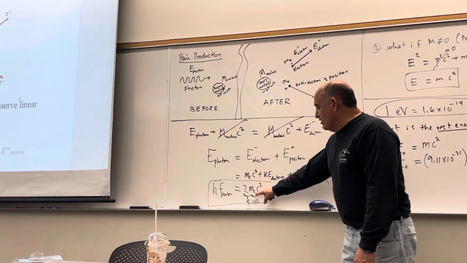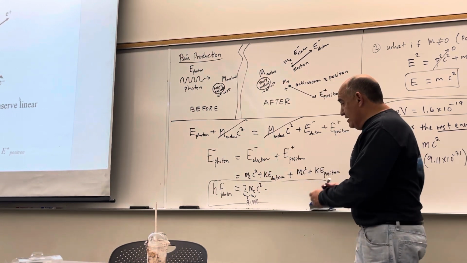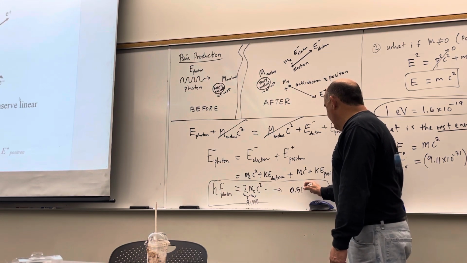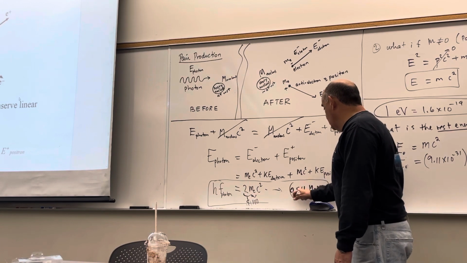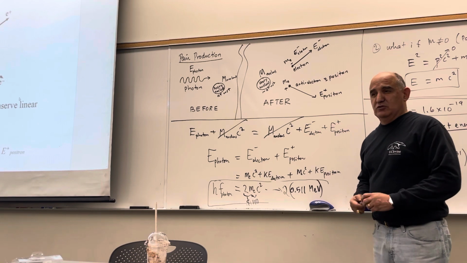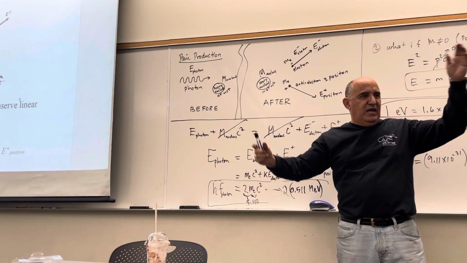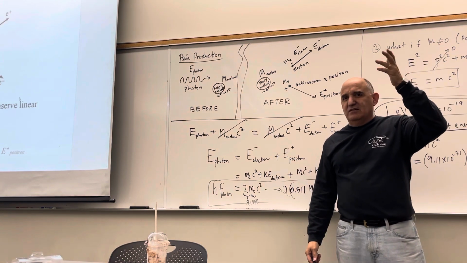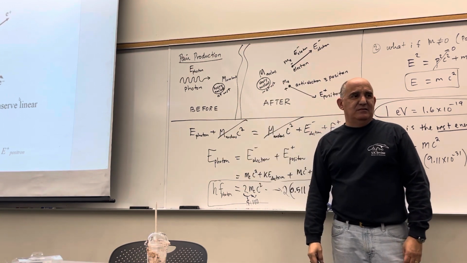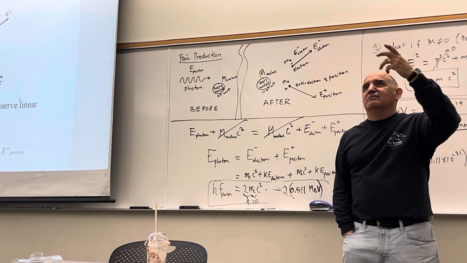And since the rest energy of an electron is 0.511 MeV, the minimum photon energy would have to be 0.511 MeV times 2. So this is like 1 million electron volts. And that's in the electromagnetic range of the spectrum, from radio waves, microwaves, infrared, visible, UV, X-rays. These are gamma rays.